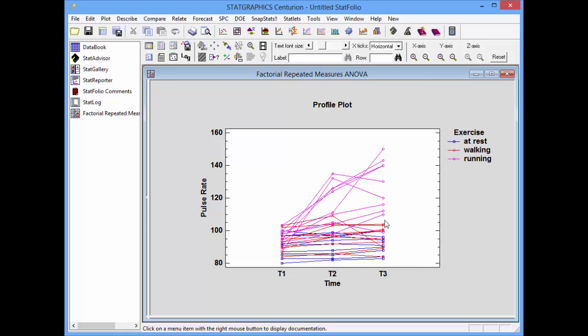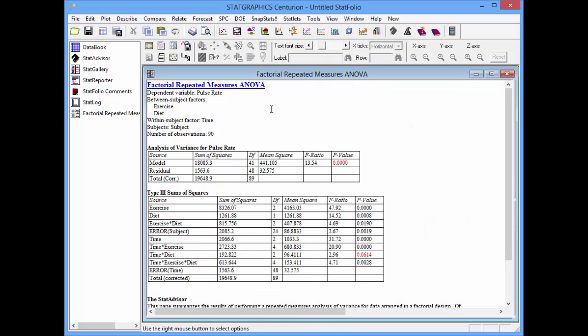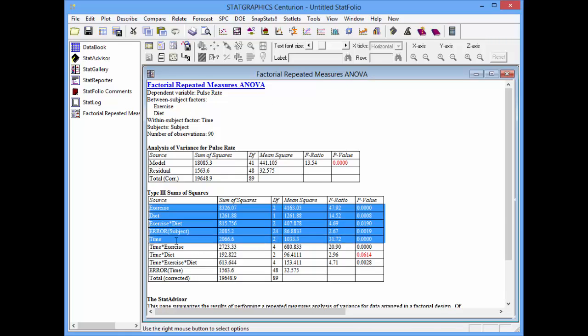You can see, of course, that the pulse rates of the runners appear to be quite a bit higher than those who either walked or did nothing. To determine which factors are statistically significant, I'll put the profile plot away and double-click in the upper left to display the analysis of variance table. I'm particularly interested in this section of the table here, which has a line in it for each of the main effects, exercise, diet, and time, and various interactions.